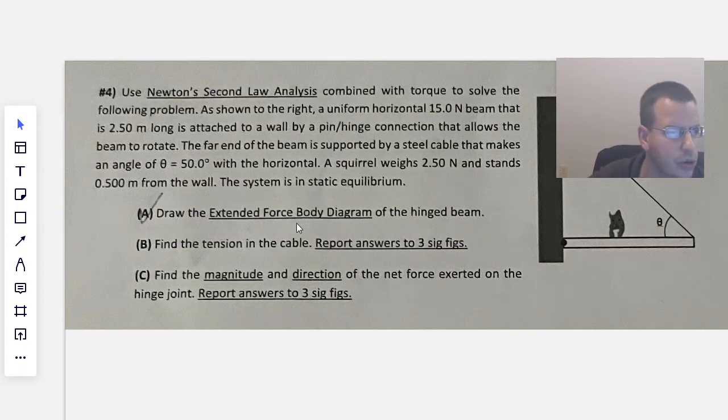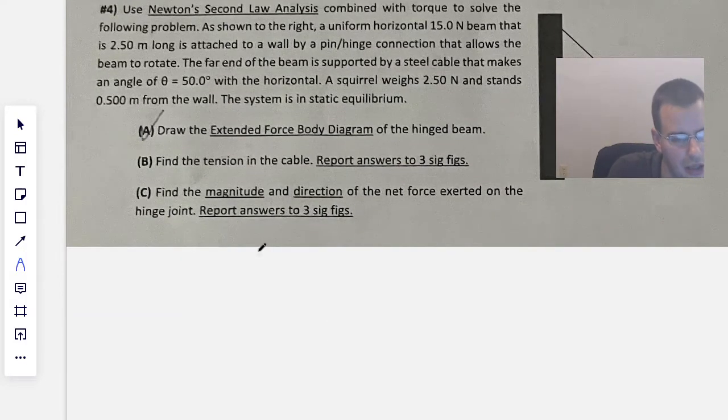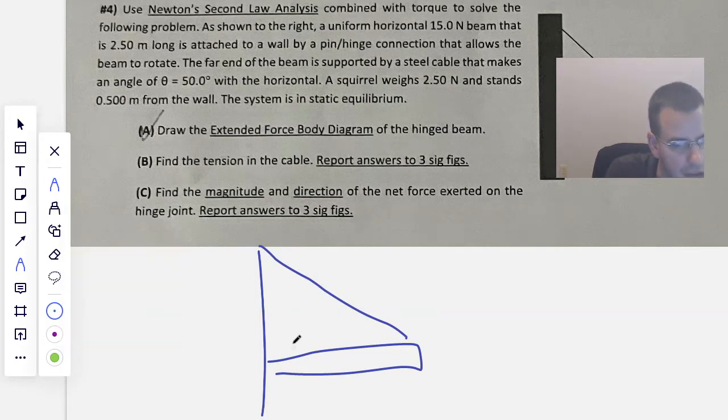Okay, so we're going to draw an extended free body diagram of the hinged beam. I have no idea what an extended free body diagram is, so I'm just going to draw a free body diagram, and hopefully the two are similar. Even though we have a picture on the right, I'm going to draw my own picture just because it helps me visualize what's going on.